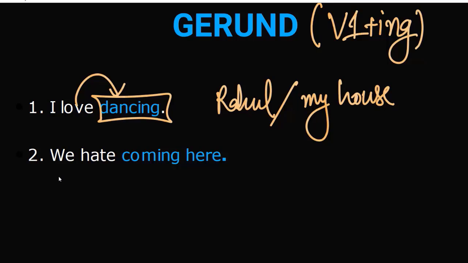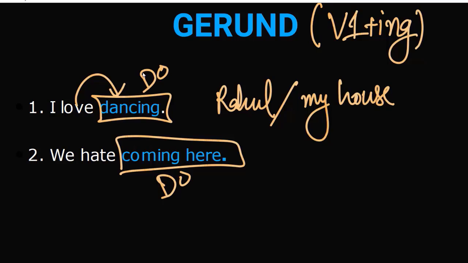All right. Next, we hate coming here. It can also be a gerund phrase. I hate coming here. I love dancing with you. So it can also be a gerund phrase. We hate what? Coming here. We hate an action that we perform. We hate what? Coming here. This is our direct object here. Dancing, direct object. So it can also be a gerund or a gerund phrase.